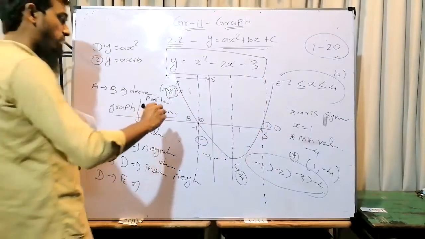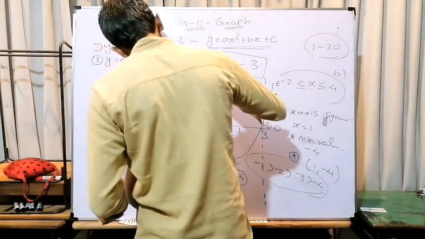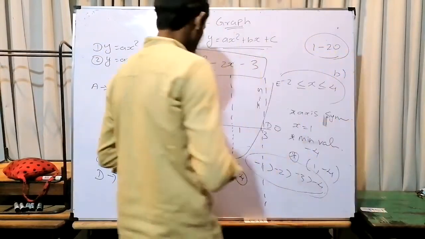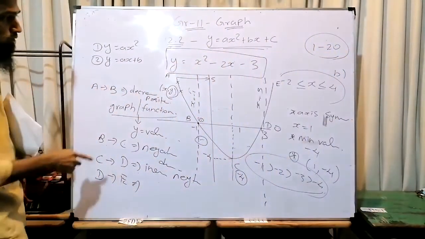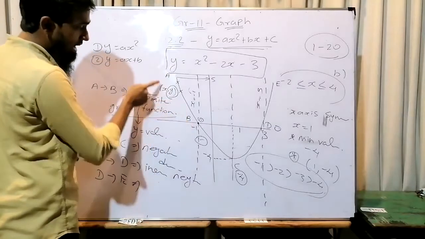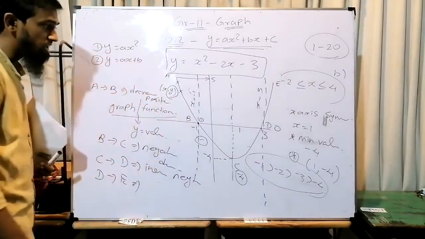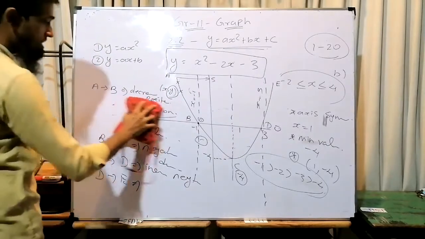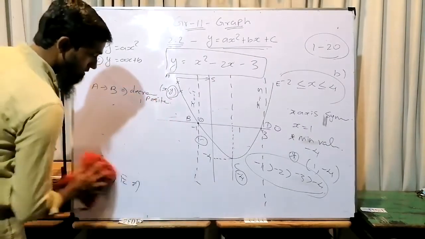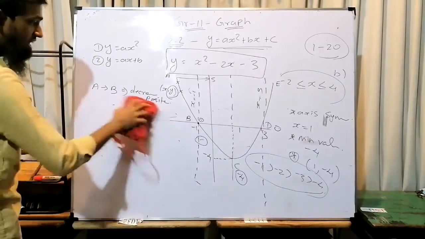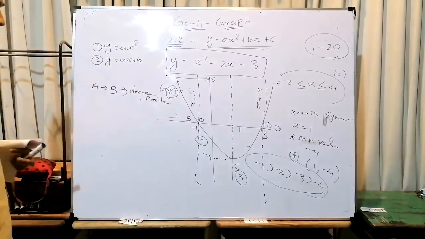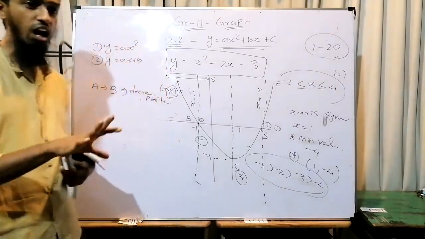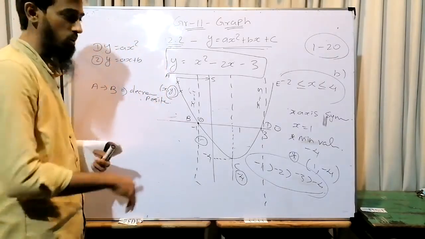Okay, so this one is x equal -1. This one is x equal 3. Okay, so A to B, the graph is decreasing positively. So how can we say the range of values of x in which the graph is decreasing positively?